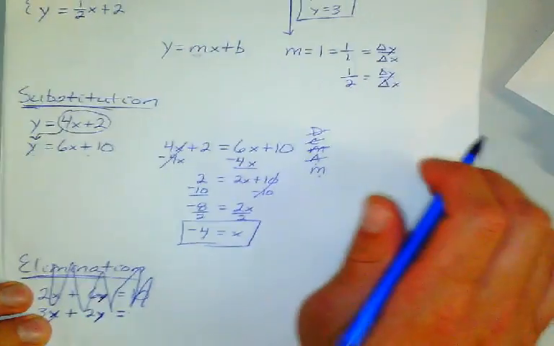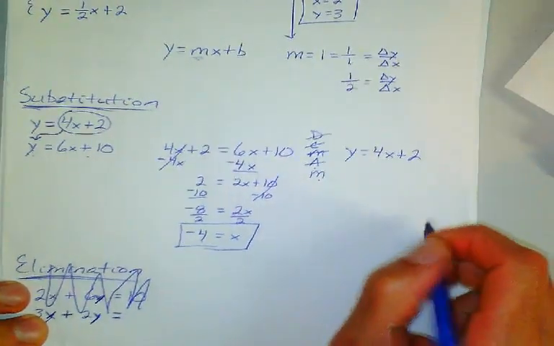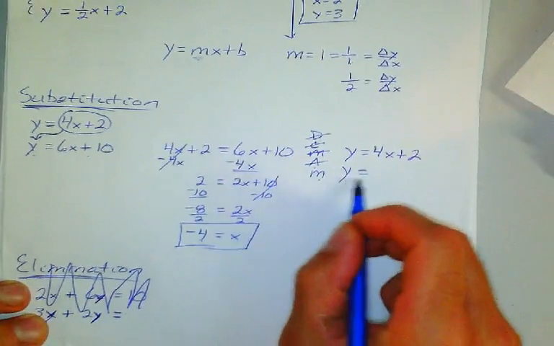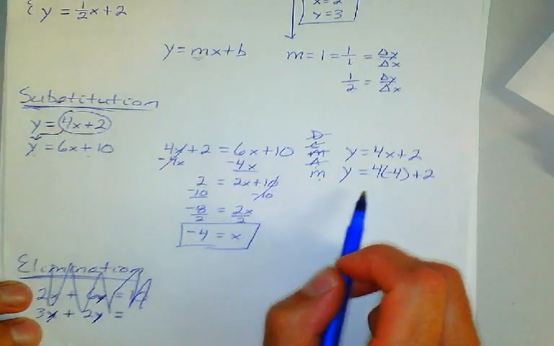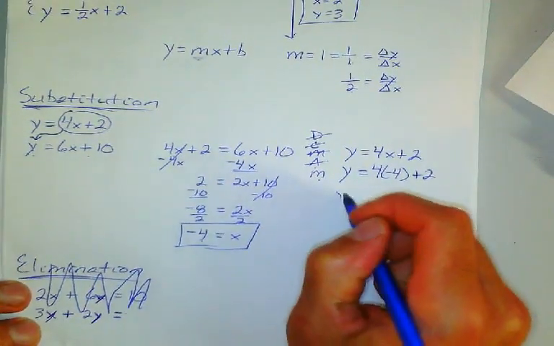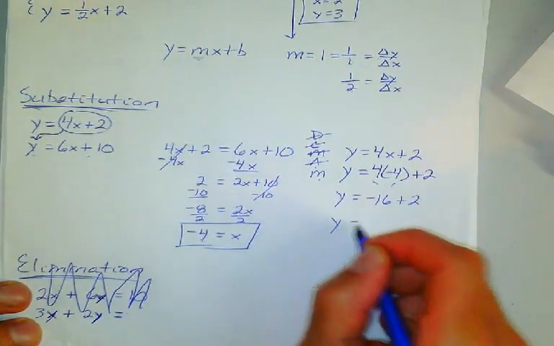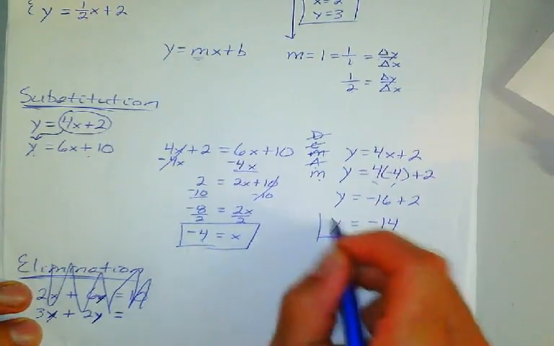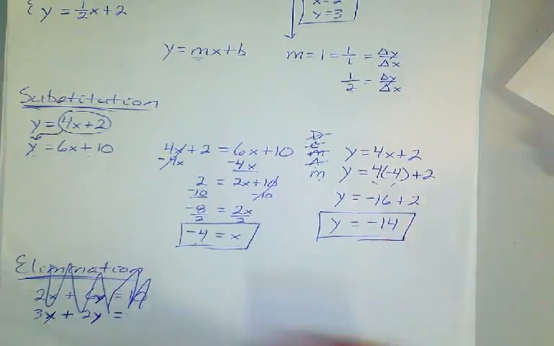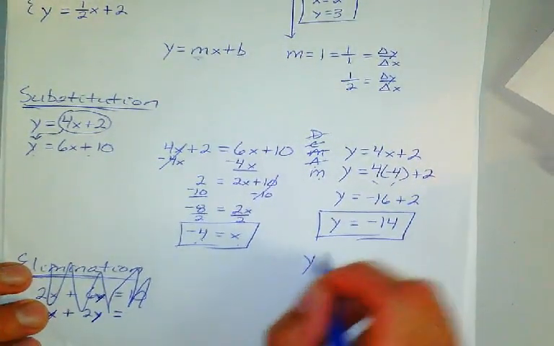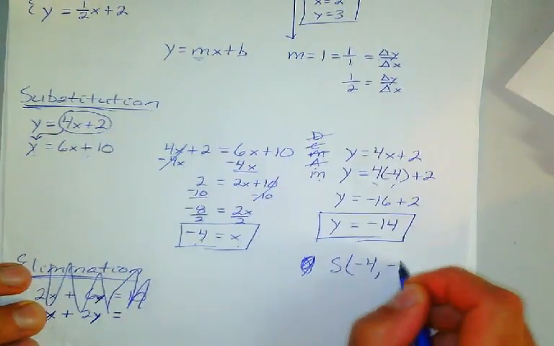So I'm going to do y equals 4x plus 2. Rewrite, or substitute: y equals 4 times negative 4 plus 2. And now I'm going to solve. So y equals negative 16 plus 2. Negative 16 plus 2 is negative 14. So here is my solution: x equals negative 4, y equals negative 14. Now you could also write that as a coordinate. So that would be point S, negative 4, comma, negative 14.